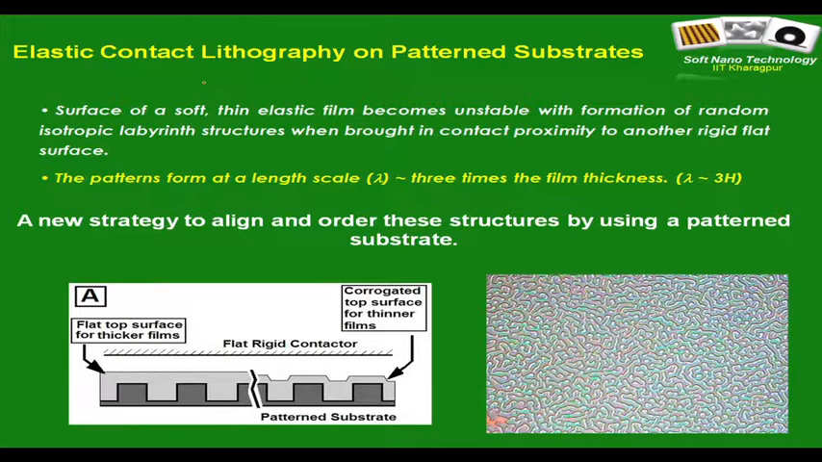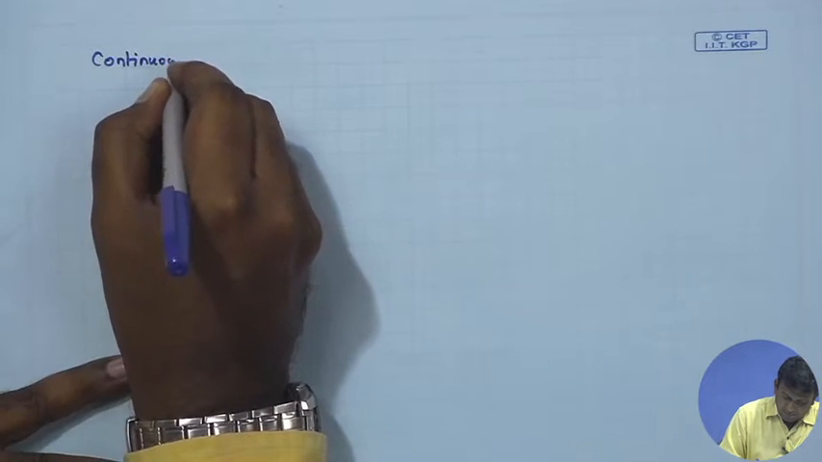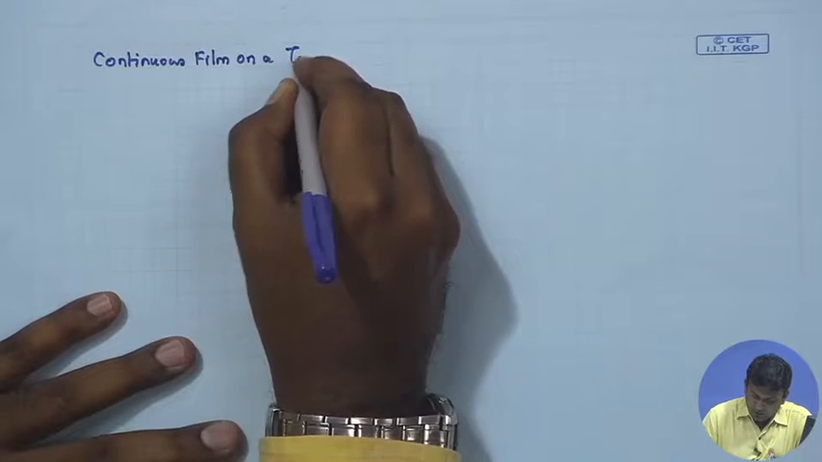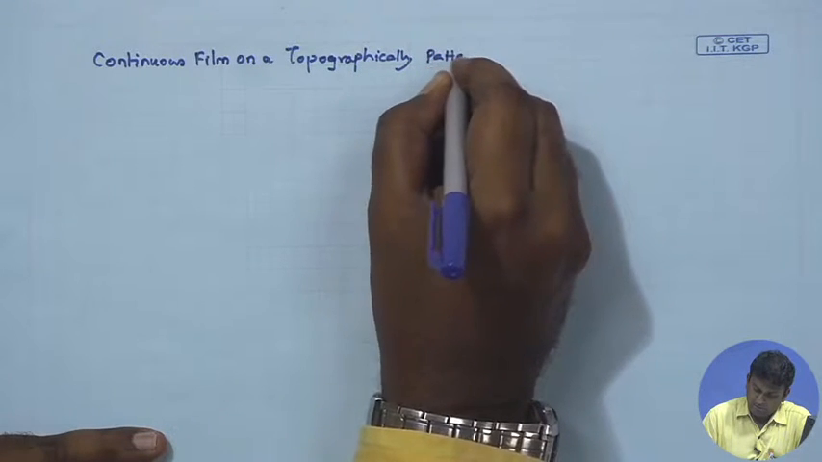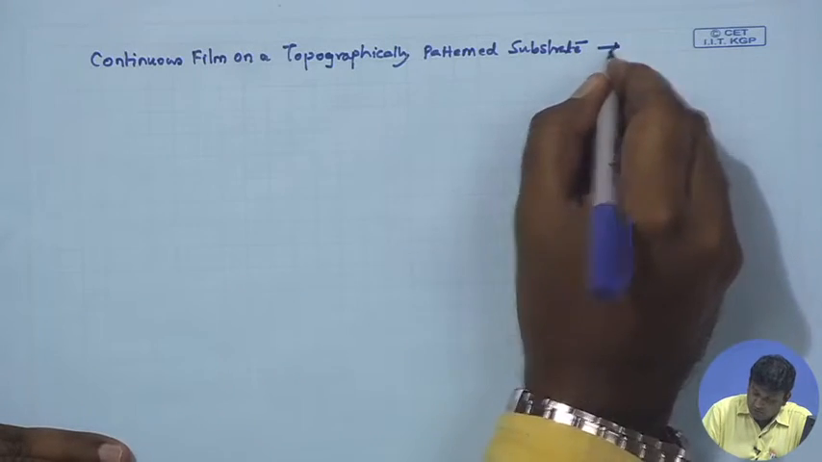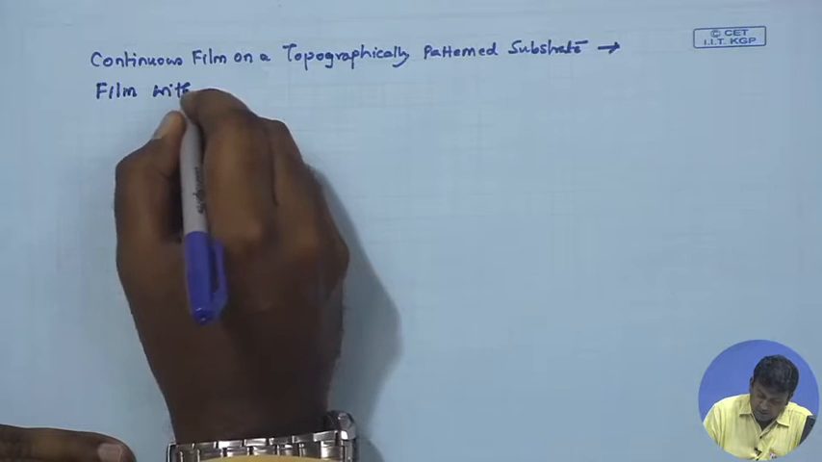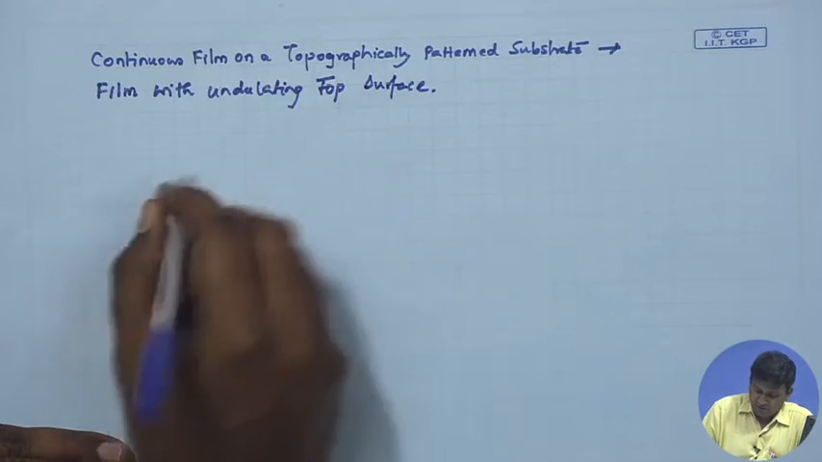Of course, one can also use, in a bit clever way, a flat contactor and a patterned substrate, because only a couple of lectures back, in the context of spin coating on a topographically patterned substrate, we discussed that a continuous film on a topographically patterned substrate in fact leads to a film with an undulating top surface.